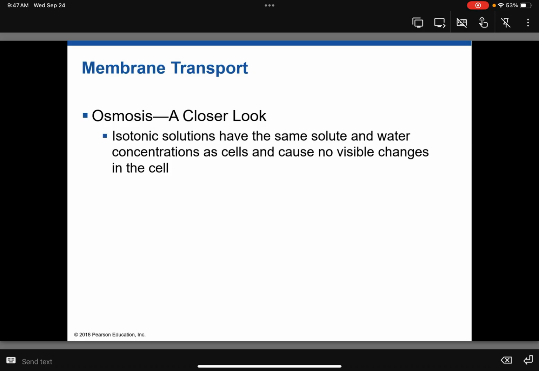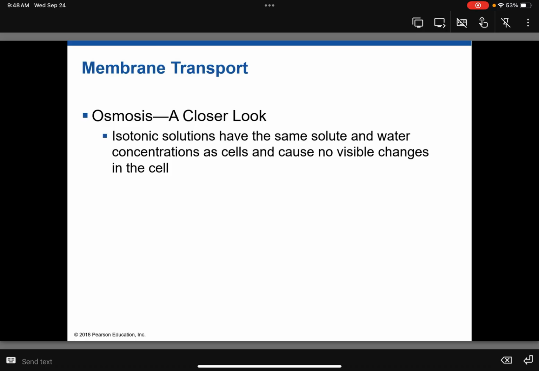So page 79 has some red blood cells there for us to look at. And those red blood cells are put into different types of solutions. The first one being an isotonic solution. It has the same concentration of water and salt inside the cell as it does outside of the cell. When that happens, when it's equal, water still moves across the membrane, but it moves into the cell and out of the cell at the same rate.